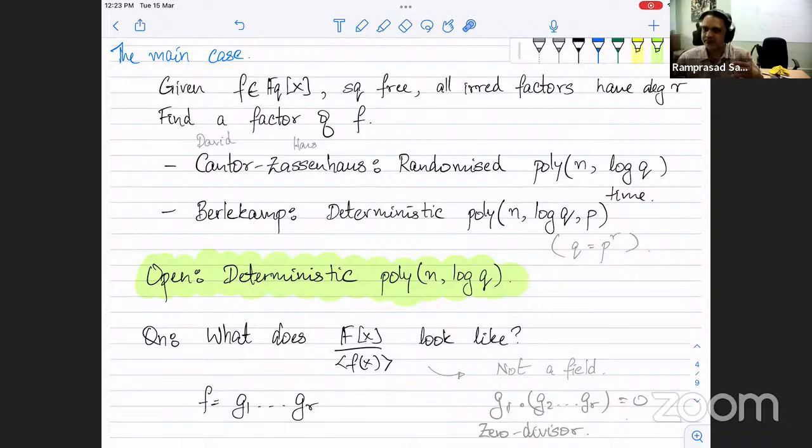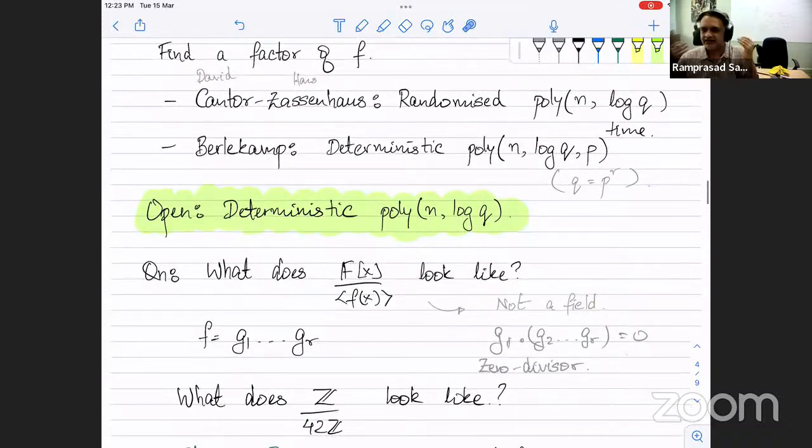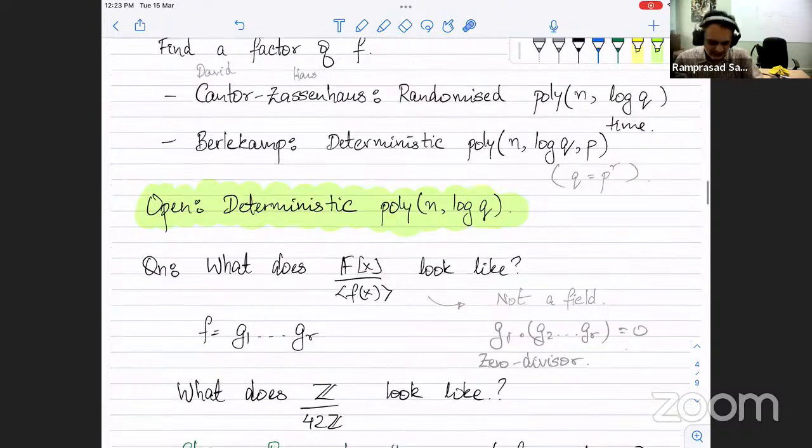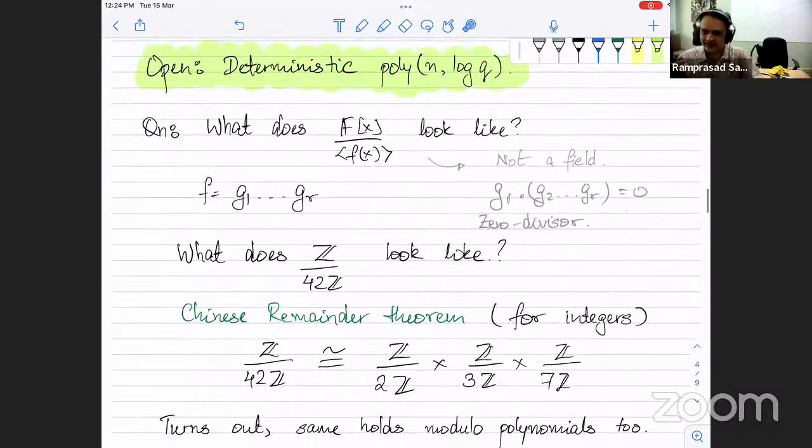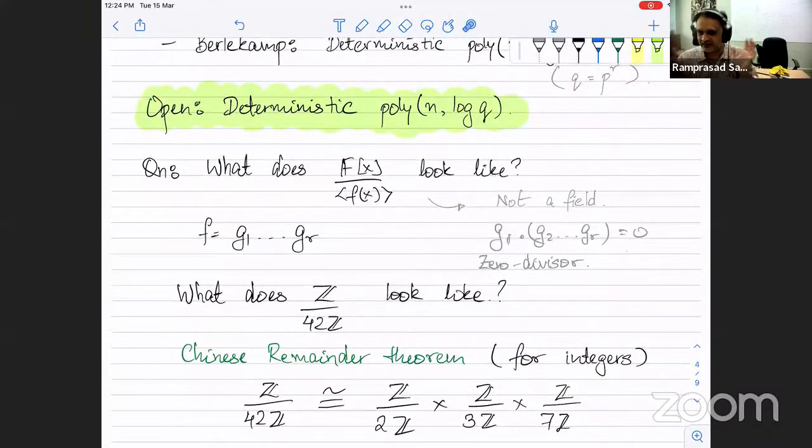And let's once again step back and take some inspiration from integers and ask ourselves the same question over integers. So for instance, if I start with an integer like 42, which we know is not prime, what does this object look like? Sorry, not a field. What does this weird object look like? These are all residue classes when you go modulo 42. And I'm guessing that you have seen the Chinese remainder theorem in some other course. Nevertheless, we will see that.